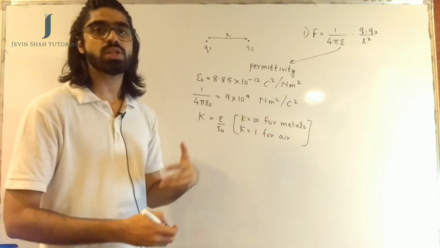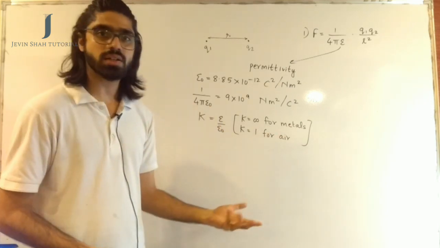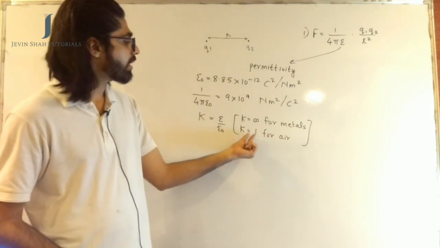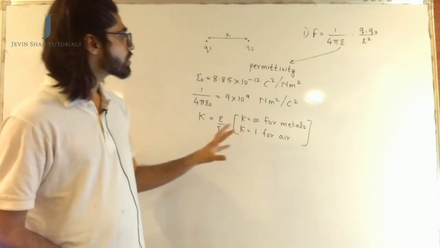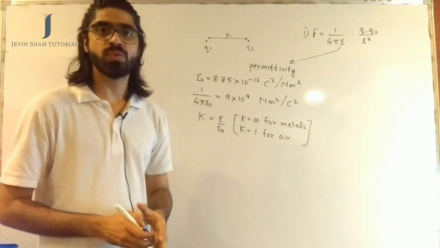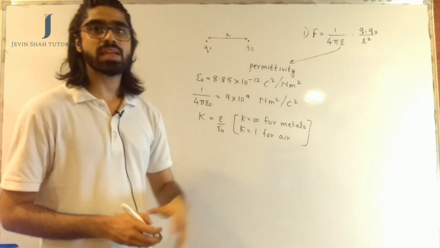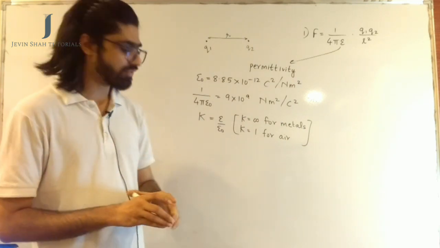So higher the conductive nature, higher the K value, and lower the conductive nature, lower the K value. Like it became 1 for air. Okay, so that is something about the first formula, which is force. Now exactly the same thing is what I want you to see in a different way.